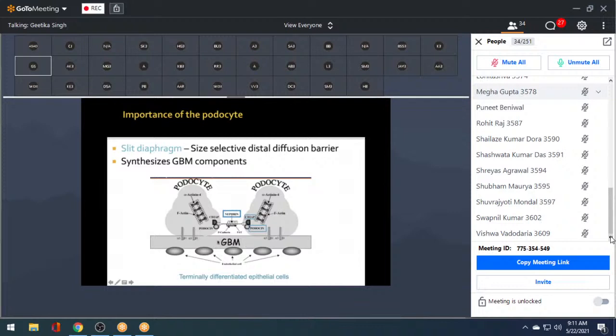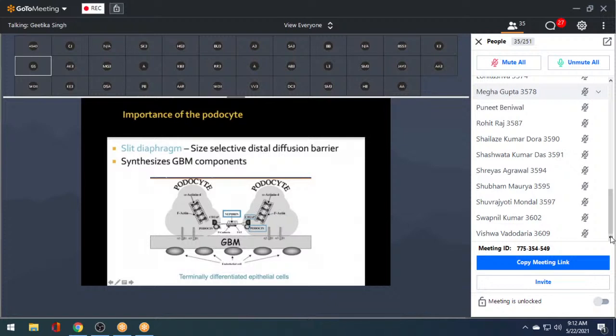Okay. Now, other than that, the podocyte also has other maintenance functions in the glomerulus because it's responsible for synthesizing GBM components, as well as it maintains the health of the endothelial cells because it produces VEGF. Okay, so VEGF is vascular endothelial growth factor. So you see that this is one of the most important cells in the glomerulus.